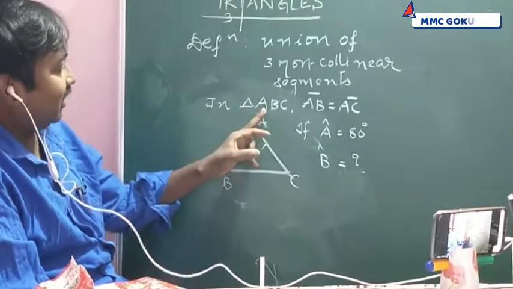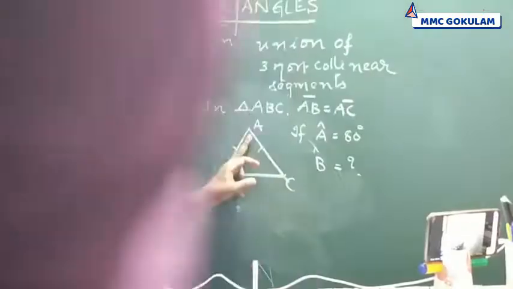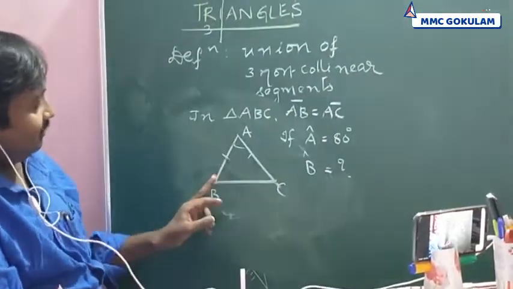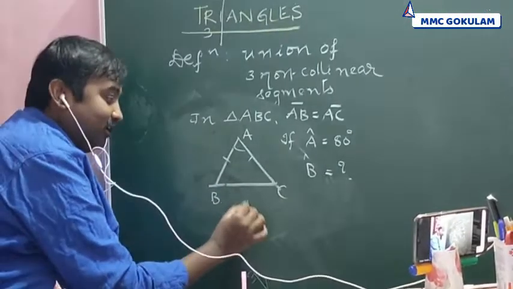So copy the question. Triangle ABC, AB equals AC. Two sides are equal here, and angle A is given as 80 degrees. We have to find out the angle B.